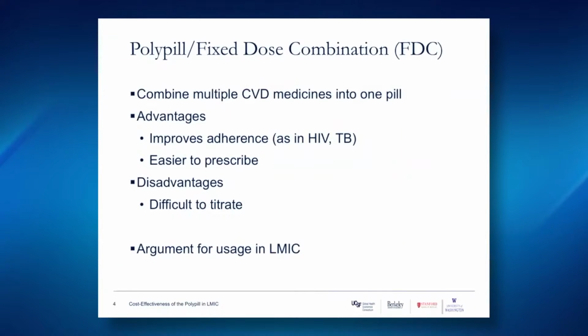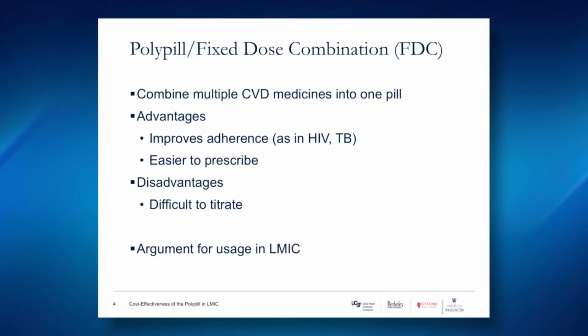A number of strategies have been proposed to try to get more cardiovascular medications to the right patients. And one of these is the Polypill. It's a pretty simple concept. Basically, just cram all the pills that you think the patient should need and put them into 1 pill. This has worked well in diseases such as HIV and TB, and patients enjoy it because they have fewer pills to take, and it's easier to take. Their adherence is unsurprisingly a lot better. It's also easier to prescribe.